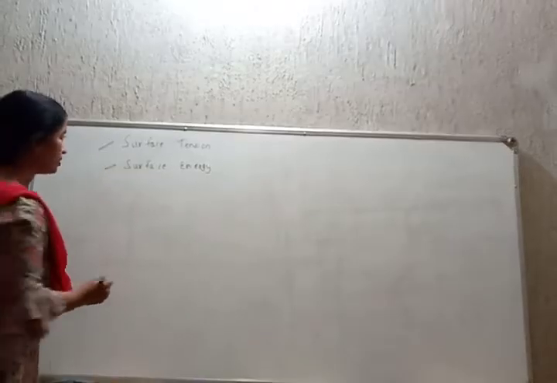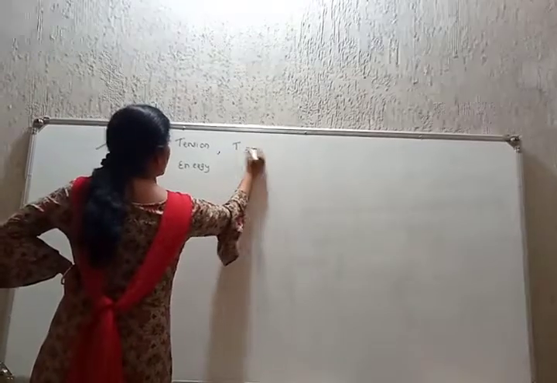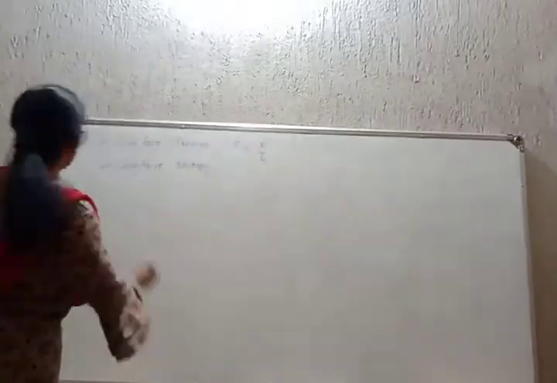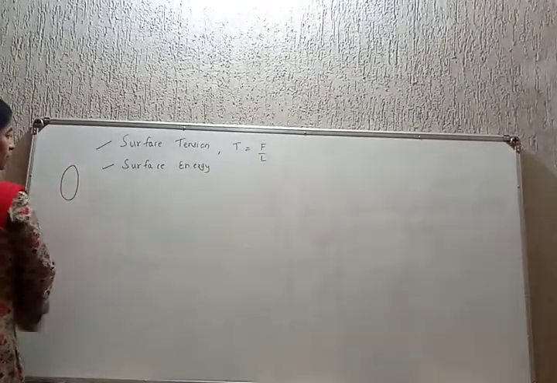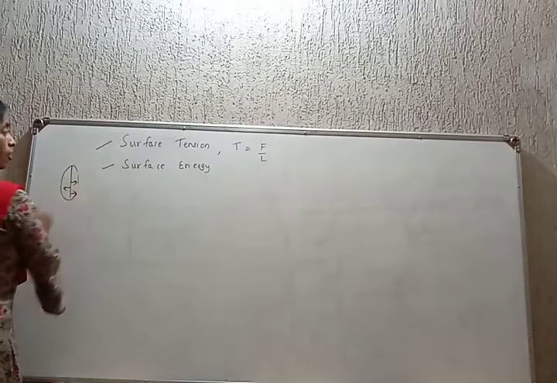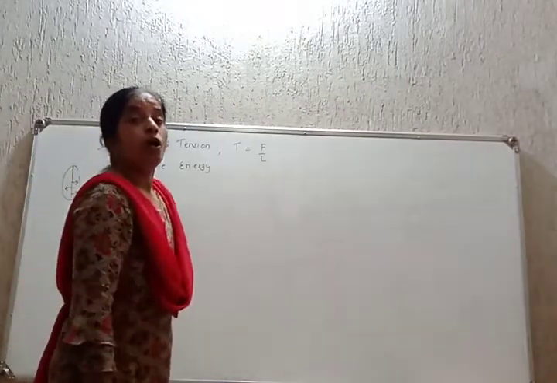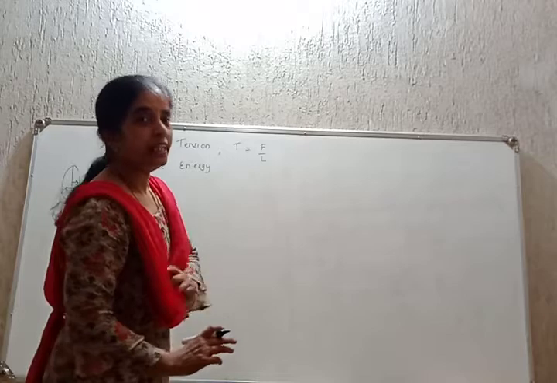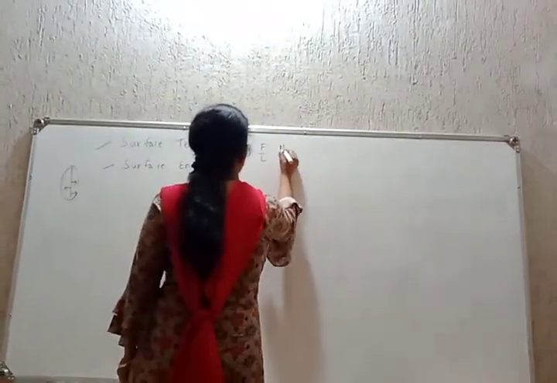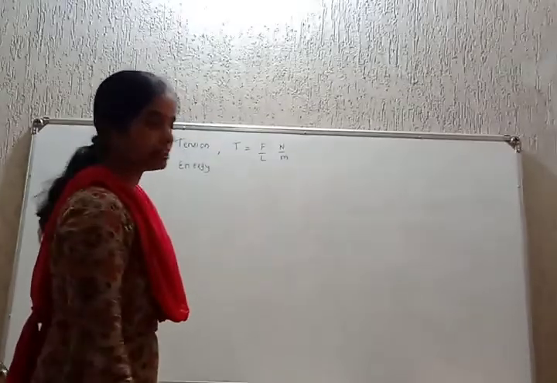What is surface tension? Surface tension is denoted by the letter T, which is force per unit length acting at right angles to the free surface. The force which acts at right angles to the free surface of the liquid, or perpendicular to the free surface of the liquid, is called surface tension. SI unit I have already told you, Newton per meter, and dimensions are M^1 L^0 T^-2.